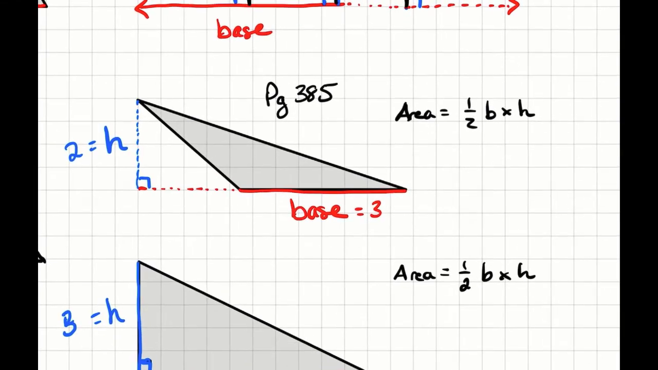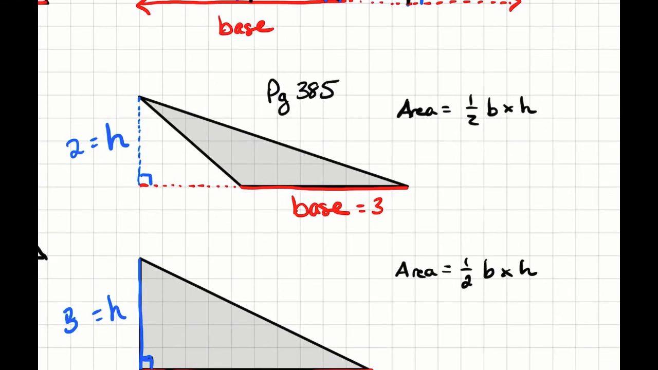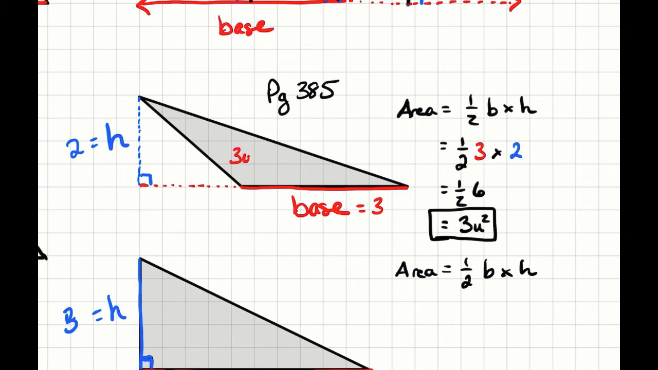Let me focus on this one first. Area equals 1/2 times 3 times 2, which equals 1/2 of 6, which equals 3 units squared. So the area inside of this triangle is 3 units squared.